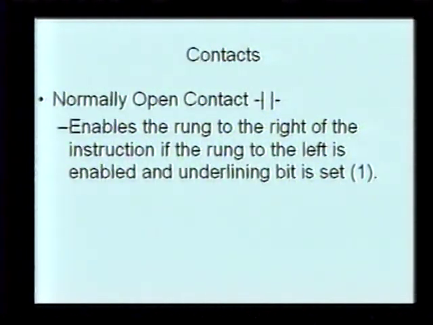A normally open contact enables the rung to the right of the instruction if the rung to the left is enabled and the underlying bit is set to 1. So the way you draw this symbol is just a normally open contact. It looks like a contact off of a relay.